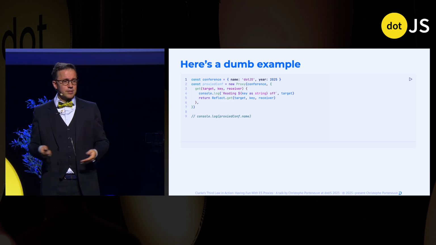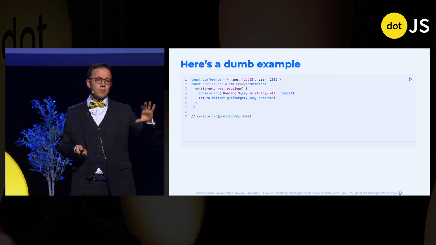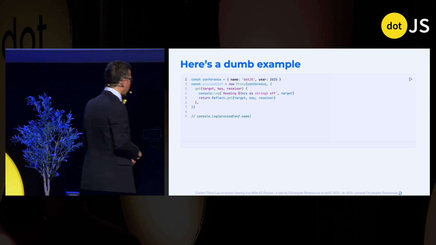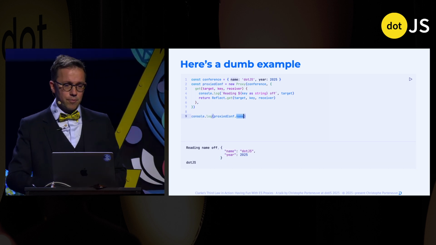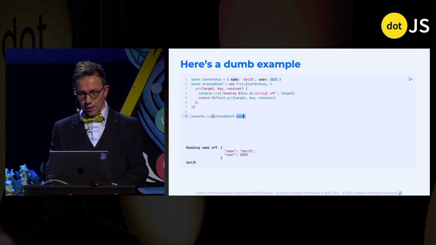So here's a very dumb example. There's an object called conference. This is today's conference, and then there's a proxied conf, which is a proxy over that conference, right? So this is actually live code. And as you can see, I'm intercepting just the get trap, so the fact that you would access a property, right? This works on any property, regardless of whether it exists or not. So as you can see, here it goes. I'm proxying an access on name, and it does intercept and log that I'm reading name of that thing, right?